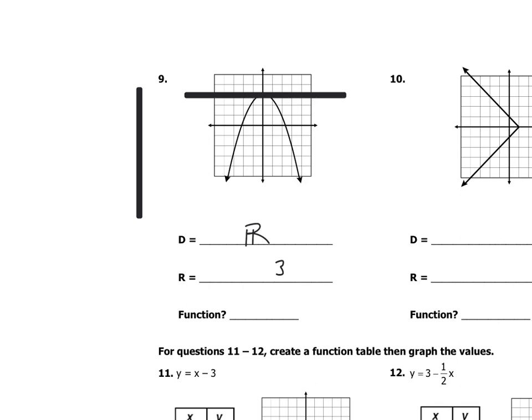So that's going to mean that y is going to be anything that's below 3, right? And I hope you could see that with the line. y is anything below 3. So it would be y is less than or equal to 3.